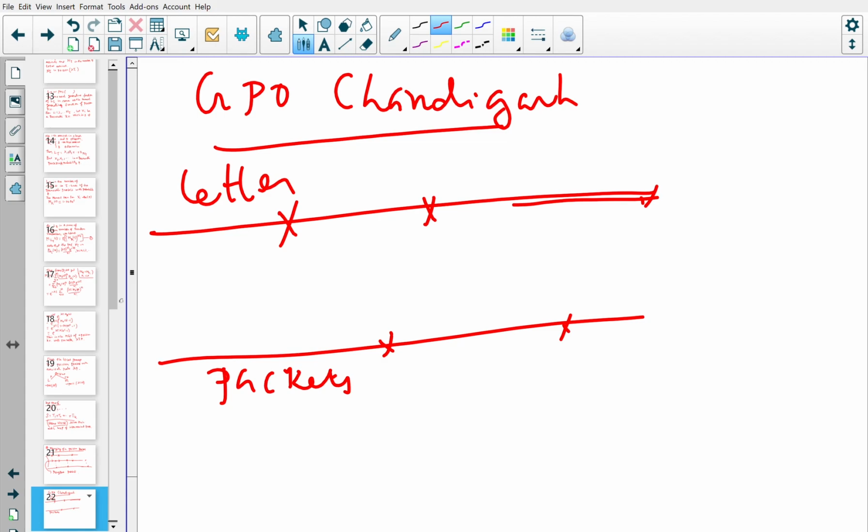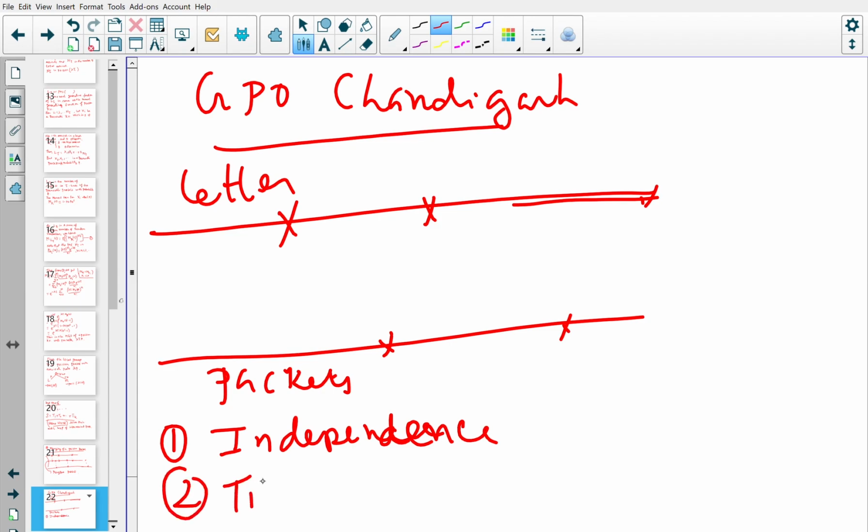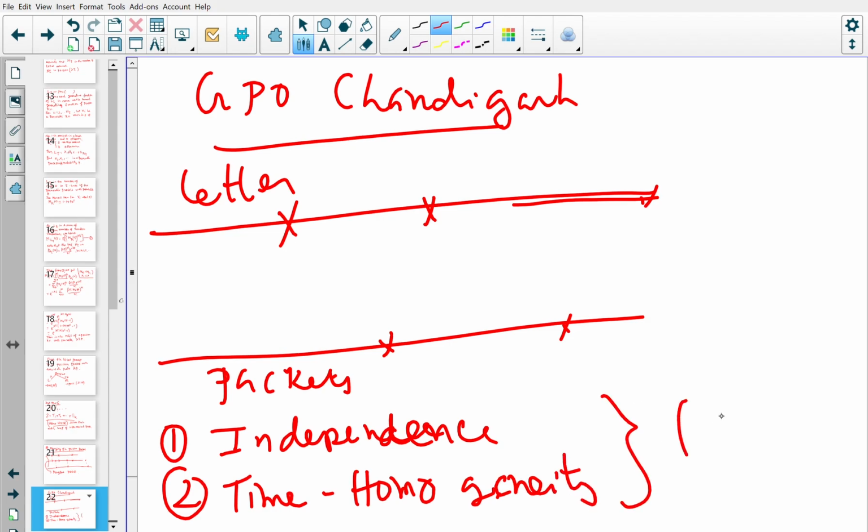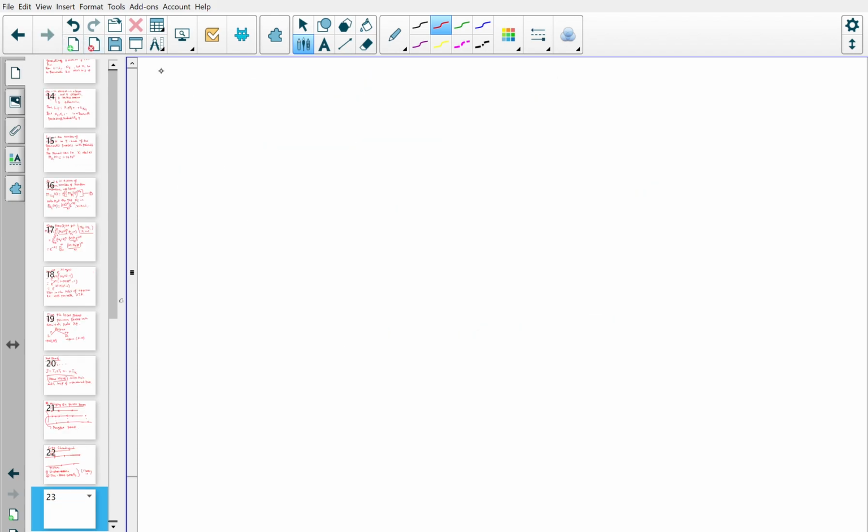Again, the first two properties are similar and obvious: independence, and stationarity, time homogeneity. You just check it at home. It's obvious. Now the third property, the small interval probabilities.